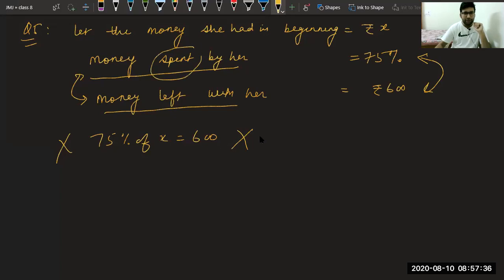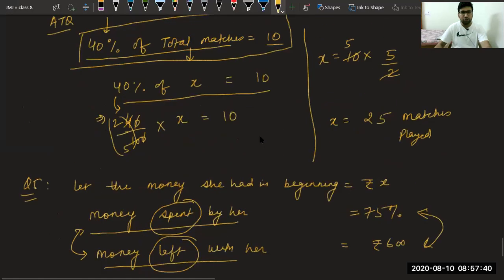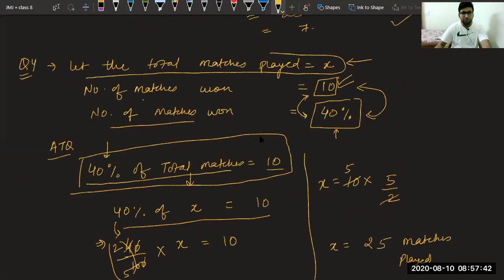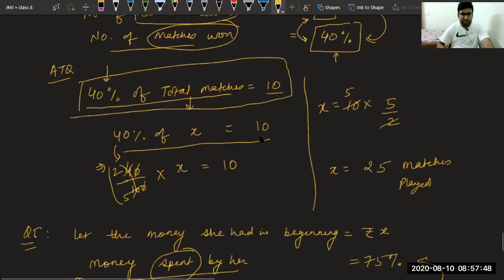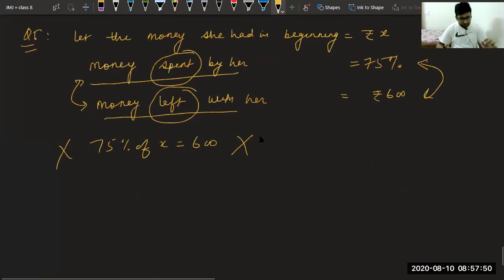This is money spent and this is money left. In the last question, they were the same. It was number of matches won, number of matches won. That is why I equated both the things. But in this case, we cannot equate like that. There are two ways. First, we can find how much money was spent and then we can go further.